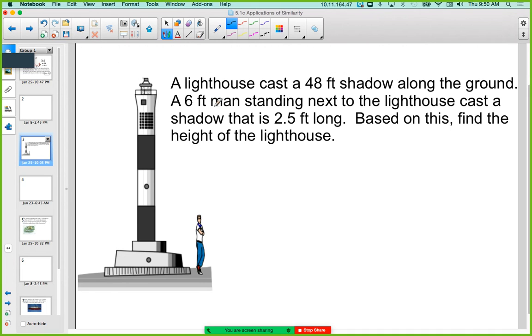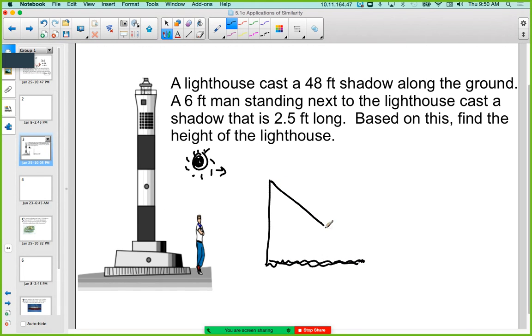All right? So it says a lighthouse casts a 48-foot shadow along the ground. A 6-foot man standing next to the lighthouse casts a shadow that is 2.5 feet long. Based on this, find the height of the lighthouse. Okay, so I'm going to redraw this over here. So again, we got the sun. Okay, and the sun is obviously shining, and we got a tower. And that tower casts some kind of shadow. In this case, it's a lighthouse, but it casts a shadow.